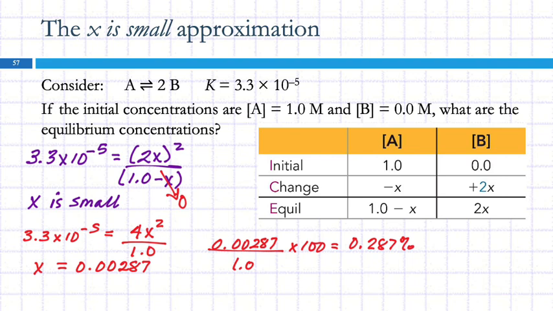So the equilibrium concentrations then, concentration of A is 1 molar, and the concentration of B is 2 times X. That's not right. 0.0057.